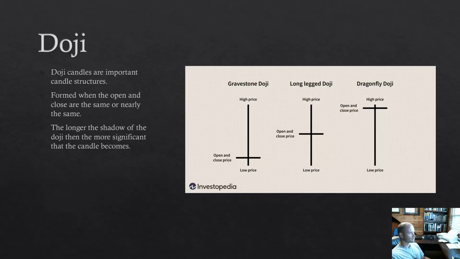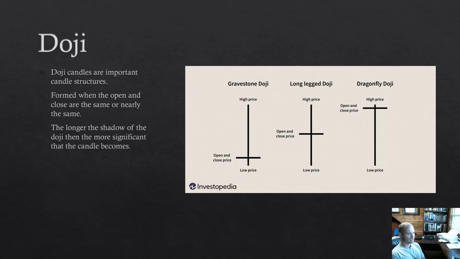The next candle structure is going to be dojis, and there are really 3 different formations of the doji candle. You can see those in the picture there. You have your gravestone doji, the long leg doji, and the dragonfly doji. These candles are pretty important candle structures. They are formed when the open and the close are the same or nearly the same. And the longer the shadows of the dojis, the more significant that candle becomes.